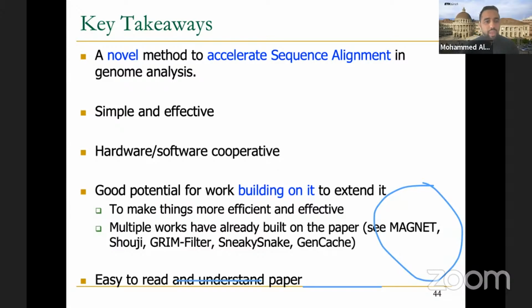The key takeaways. We propose a novel method to accelerate sequence alignment. That is a new algorithm and new FPGA implementation. Basically, you can consider this as a simple and effective algorithm since it relies on a very simple operation supported by most of the hardware accelerators. And the hardware-software cooperation or co-design is really important here.